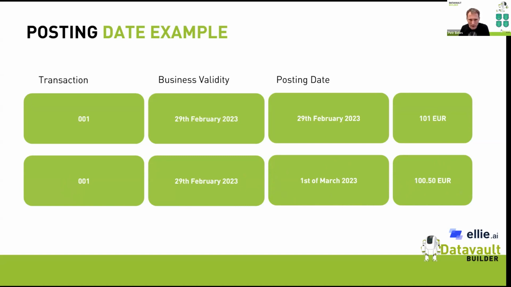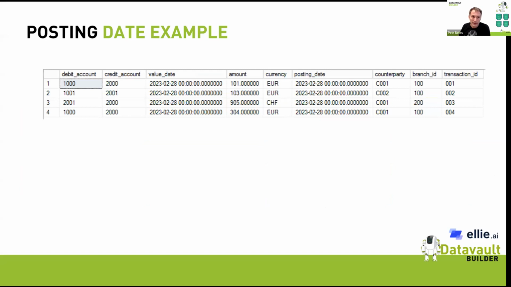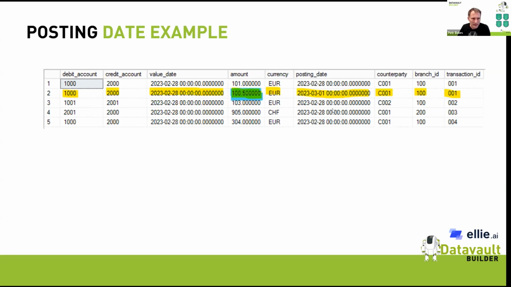So what do we need to do? And here, this is the data as we received it, and you see it here. It's already corrected because the 29th of February doesn't exist. 28th of February, we received this data, and for transaction 001, we had 101 euros. And the next day, with a posting date of the 1st of March, we received now this correction.